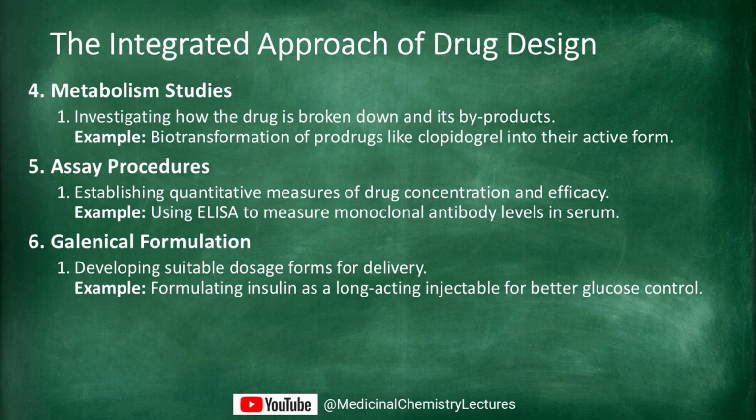Metabolism studies. Investigating how drugs break down in the body and the byproducts formed. Example, the prodrug clopidogrel is metabolized into its active form to prevent blood clots. Assay procedures, measuring drug concentration and efficacy. Example, ELISA tests are used to measure levels of monoclonal antibodies in the blood. Galenical formulation, developing the right dosage form for drug delivery. Example, long-acting injectable insulin formulations for better diabetes management.